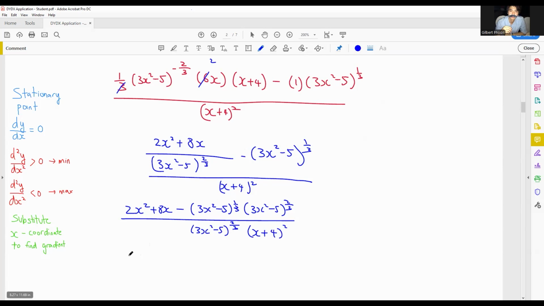So from here, just simplify where I can. 2x squared plus 8x. This 1 over 3 plus 2 over 3 will become 1. So I just have to expand this, which will be minus 3x squared plus 5. Okay. Over the denominator, which we don't have to expand.